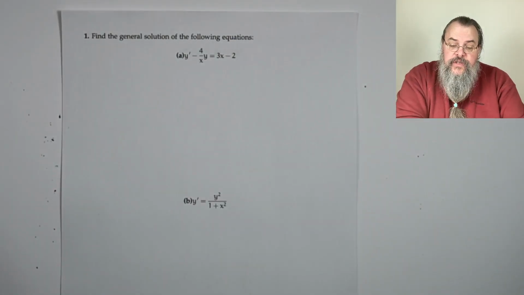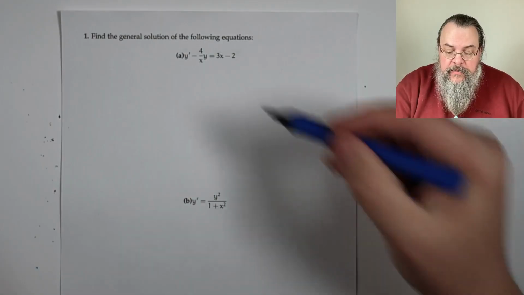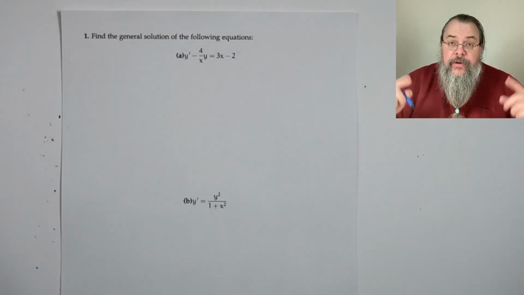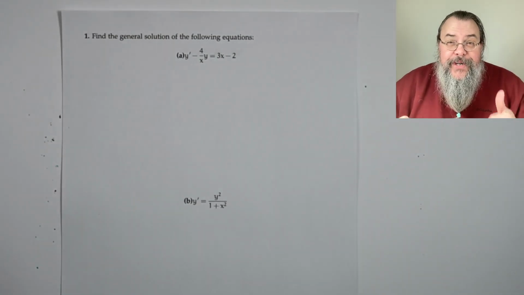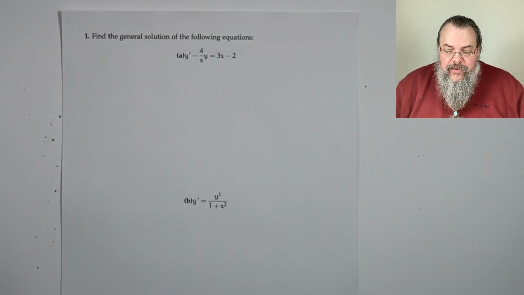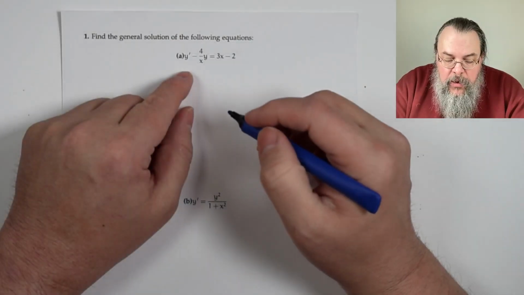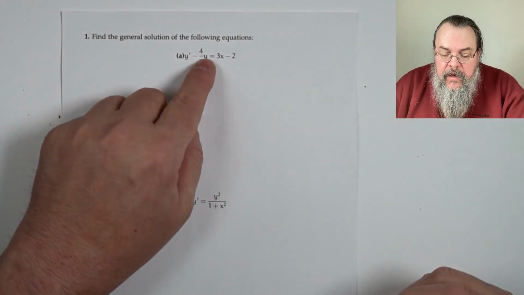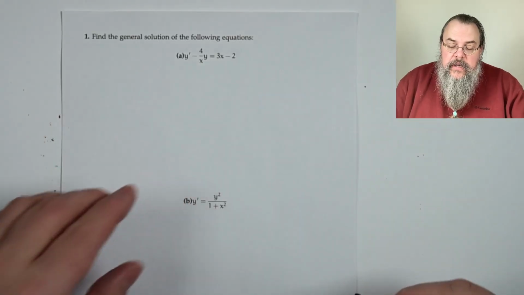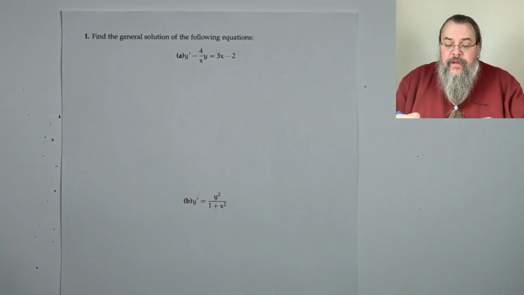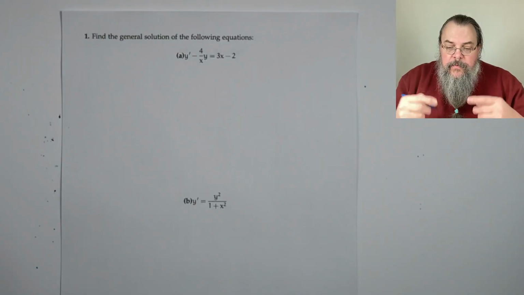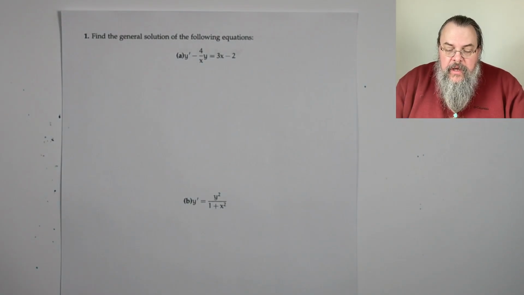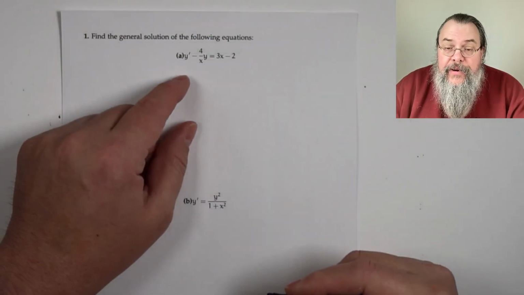Find the general solution of the following equations. So we have A, B. Notice these are both first-order differential equations. Okay, so let's look at this one. Now, when we look, we see a y prime and a y, and it's in a nice form. So this is a linear first-order equation, and we can do integrating factors here.